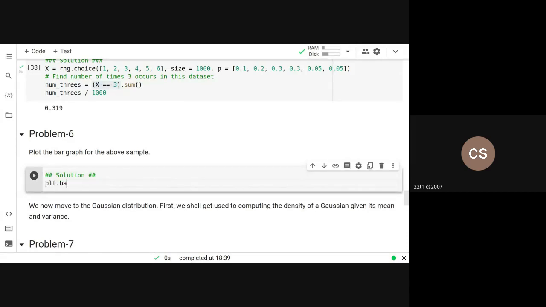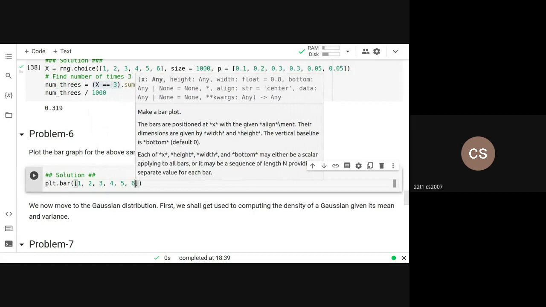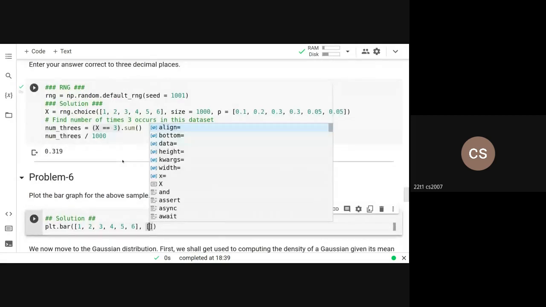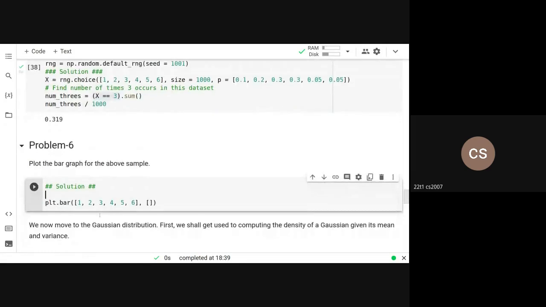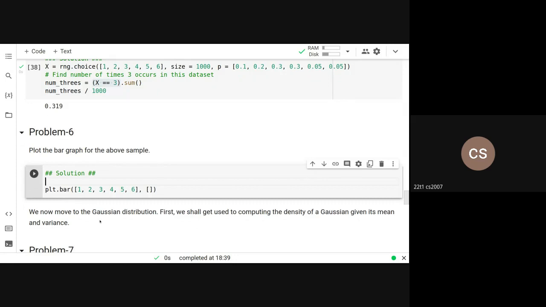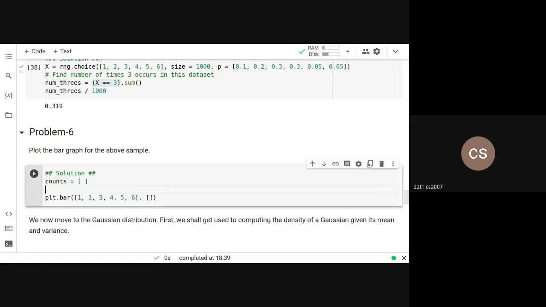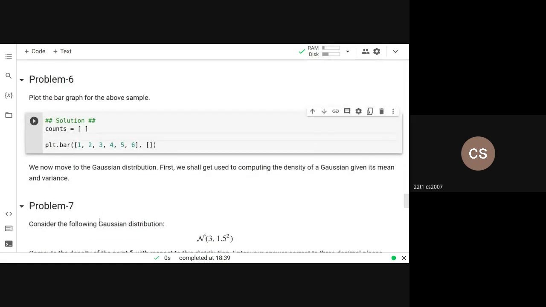Again the same bar graph. Now our bars on the x-axis will be the faces of the die, so 1, 2, 3, 4, 5, 6, and what we need here is the counts. What we did here was the number of 3s. Now we need to do this for all 6 faces. So how do we do this? We can do some kind of a loop here. Let's say counts is the list of counts for all the 6 faces.